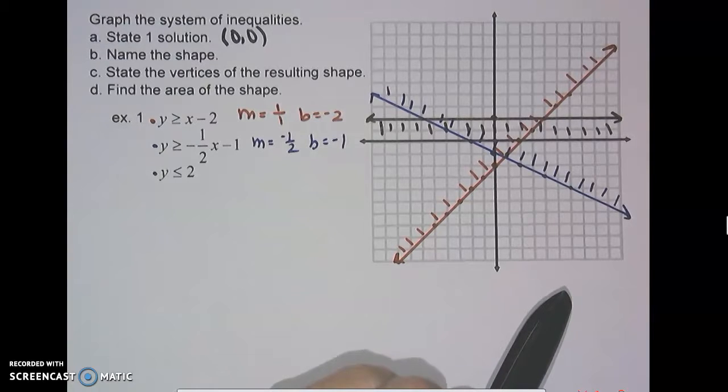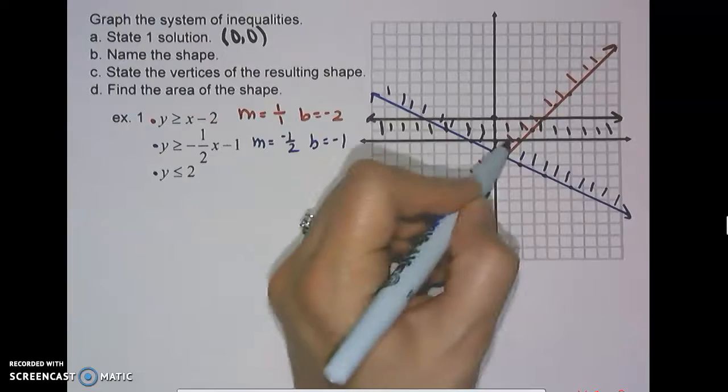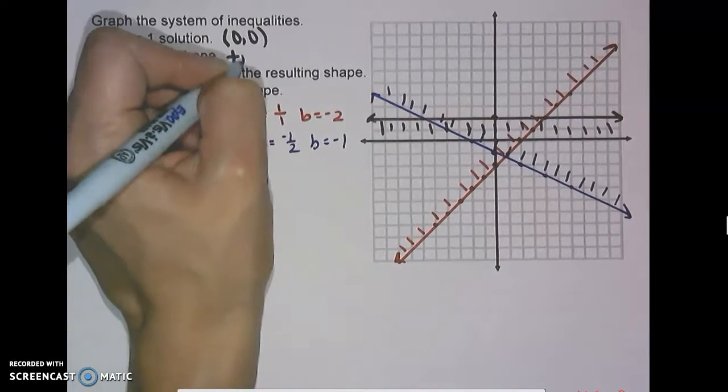The next thing it says is to name the shape. Okay, we're going to name the shape. So if we're looking at these here, where this all is, it's going to be a triangle.